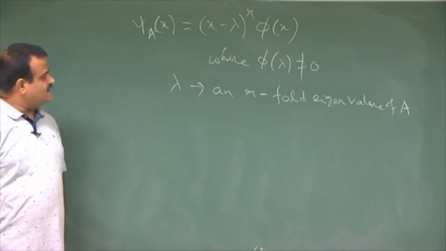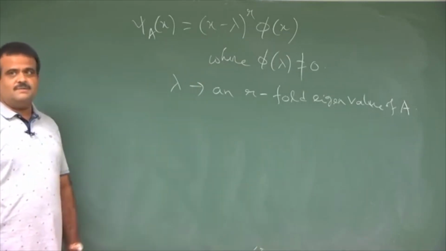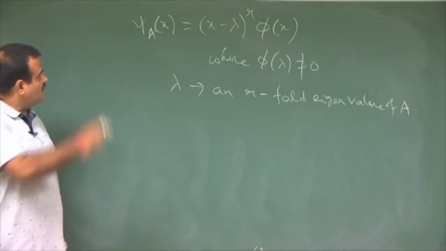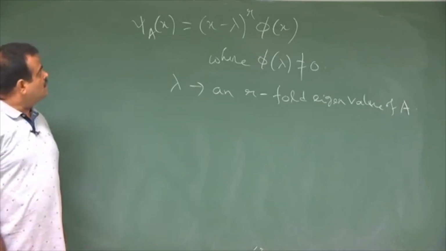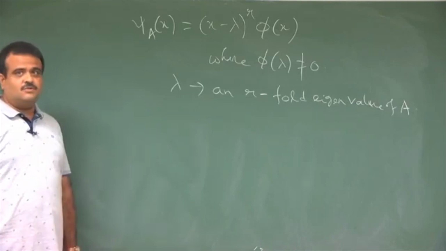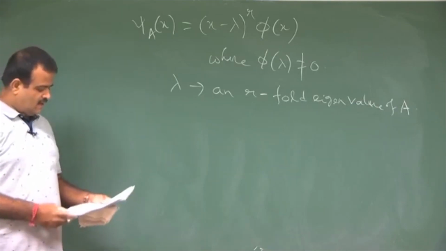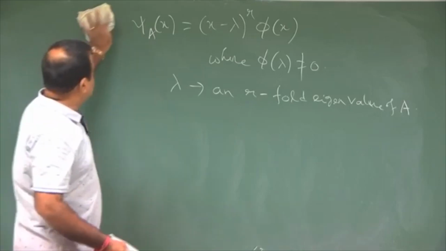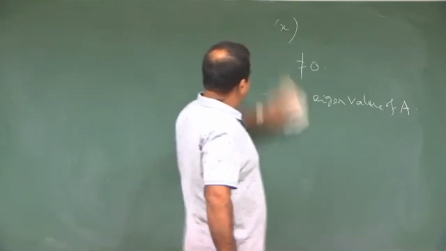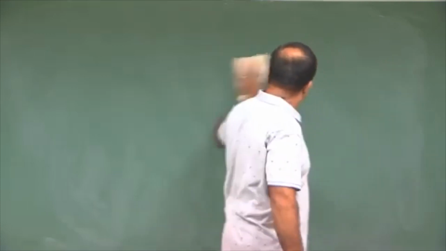But if lambda has multiplicity r in the corresponding characteristic equation, then it is called an r fold eigenvalue of A. Okay. So, now let us take an example of how we can find the eigenvalues of a matrix.